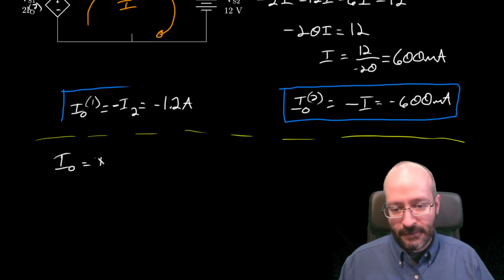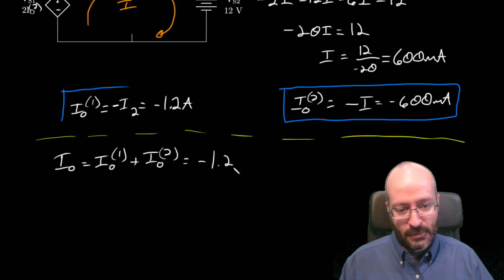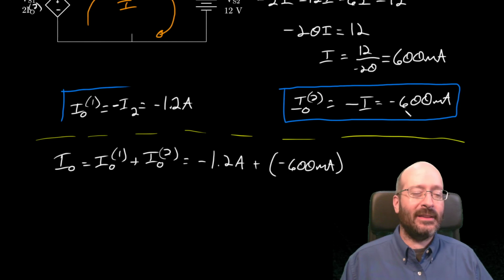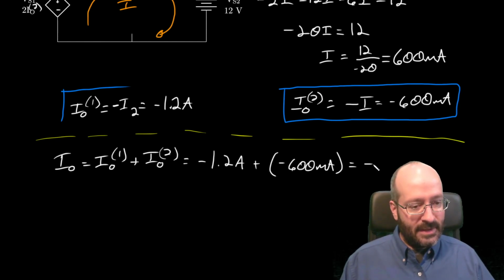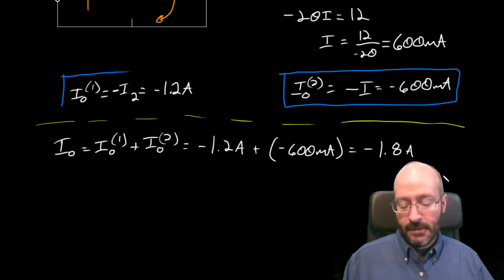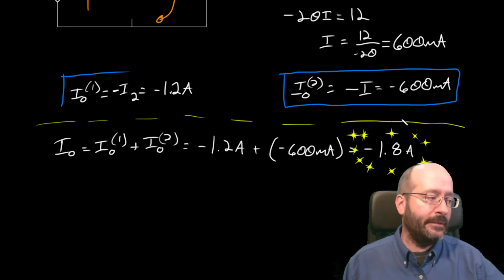I out equals the first part of I out plus the second part of I out. All right, so this is negative 1.2 amps plus negative 600 milliamps. So make sure that you're algebraically summing it. Get those signs down in there as well. Okay, and we're going to have negative 1.8 amps. There's your solution, okay? And that's the final answer we were looking for.